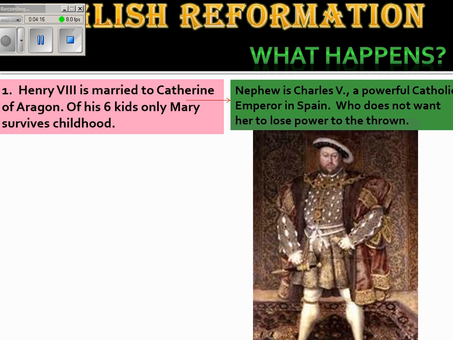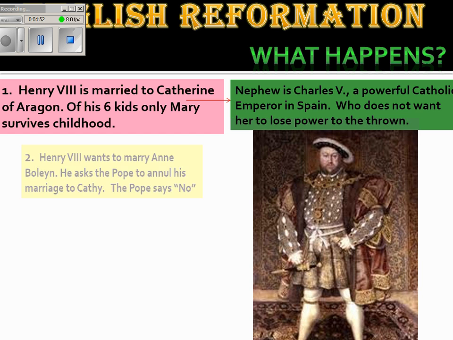Now, the next point to understand, and this is why I have a little arrow underneath Catherine, is that Catherine is related to Charles V of Spain. Henry and Catherine are Protestant. Charles is Catholic. Important to understand that, because we're going to take a look at this huge rivalry between England and Spain, and one of the fundamental differences between England and Spain is that England is predominantly a Protestant country, while Spain is a Catholic country.